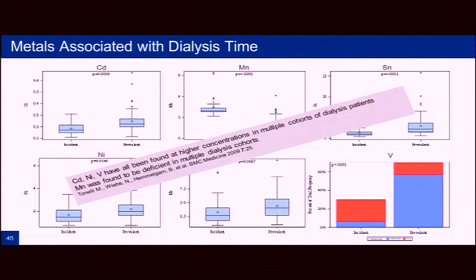Cadmium, nickel, and vanadium have all been found at higher concentrations in multiple cohorts of dialysis patients, and manganese has been found to be deficient in multiple cohorts. So this is consistent with the literature.